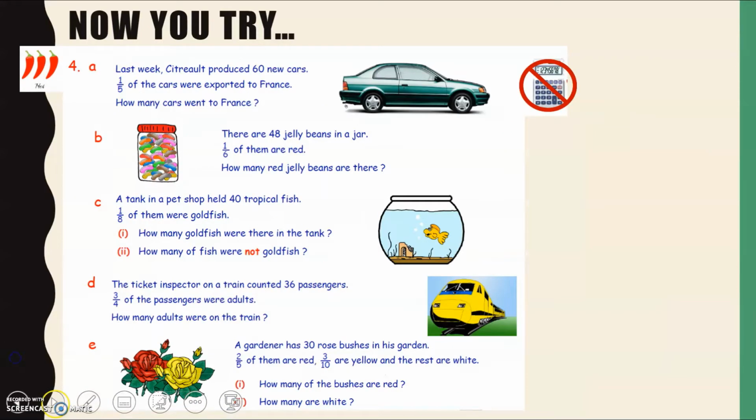For question 4 then, it's our hardest section. Again, no calculator. The numbers themselves aren't too tricky. It's the fact that you are having to pick this out of the question and work out what it's asking you to do. All of these questions are fraction of a quantity, so you are taking your fraction and multiplying it by the whole number.